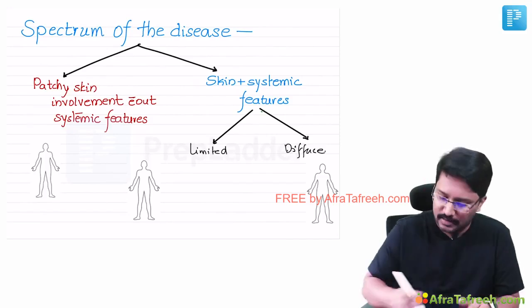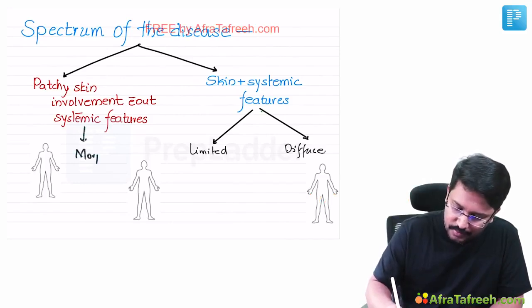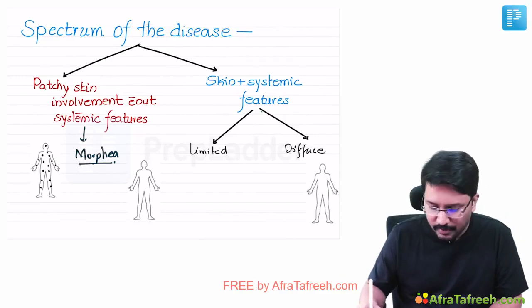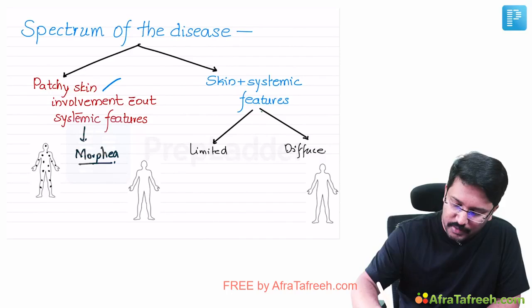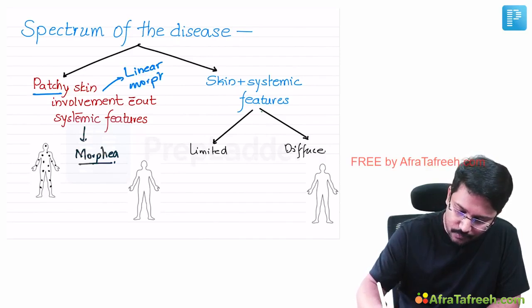So, on the milder end, we have morphea. What do we see in morphea? We see patchy involvement of the skin. So there is skin fibrosis or thickening, patchy in distribution, without systemic involvement. Sometimes it can be linear. The involvement need not always be patchy. Sometimes it can be linear, and then we call it linear morphea.